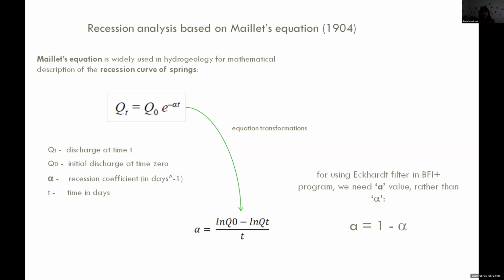But when we get the recession coefficient from Maillet's equation, to get the parameter that we insert in the application, we have to just subtract the alpha from 1. And I also have the Excel spreadsheet if you would like to see how this works. I won't be showing it here because Tatiana and Justyna are going to show it in their presentations.